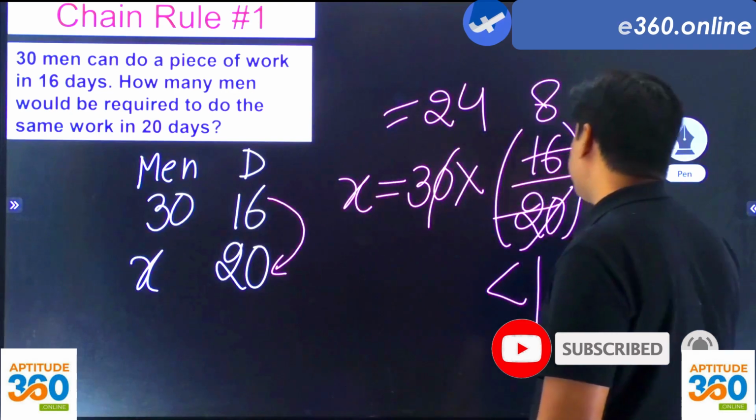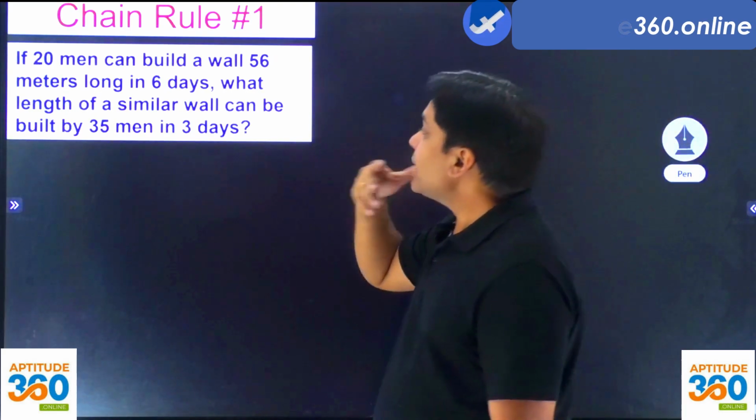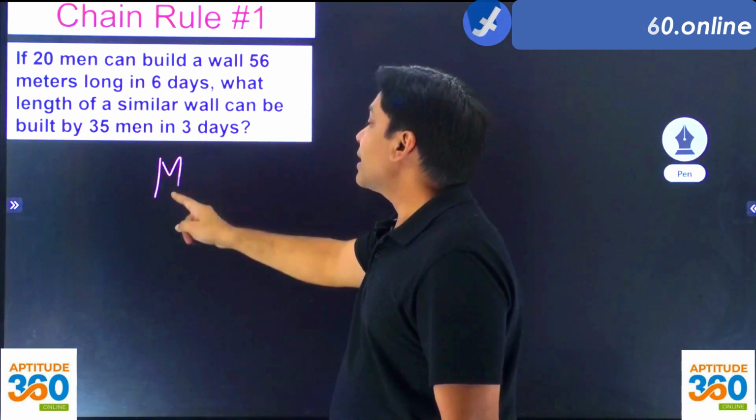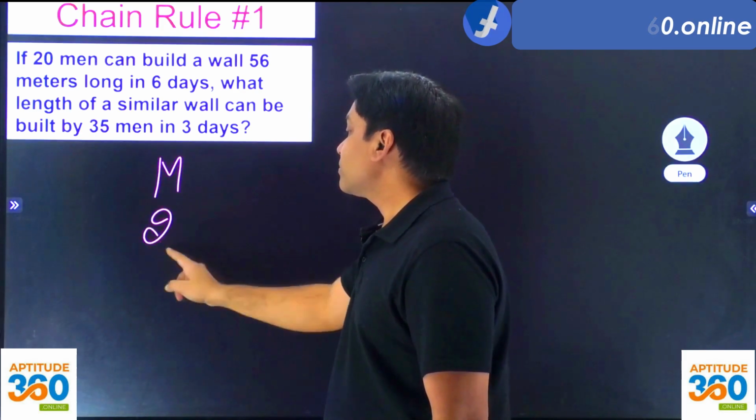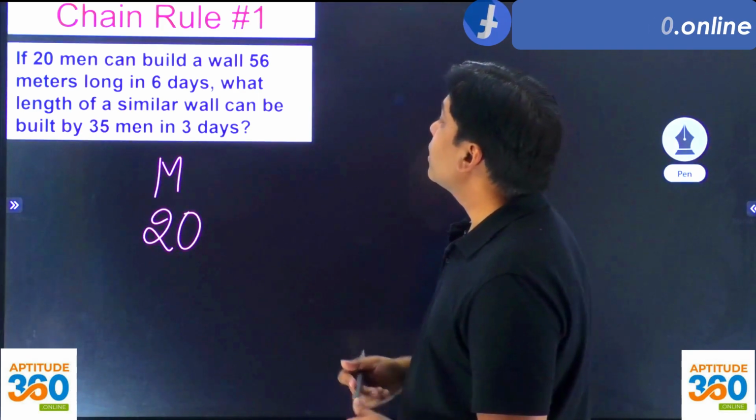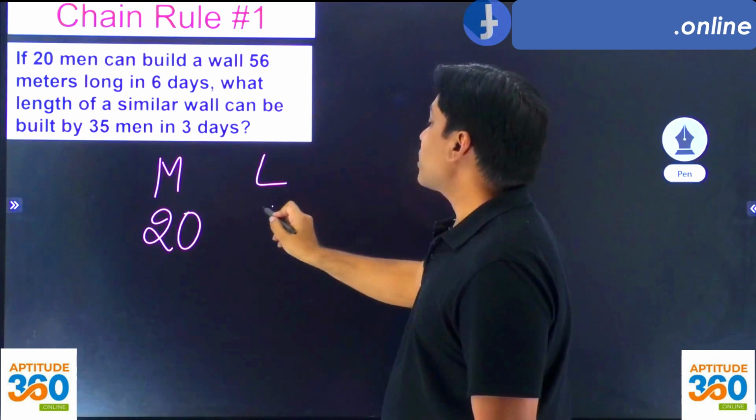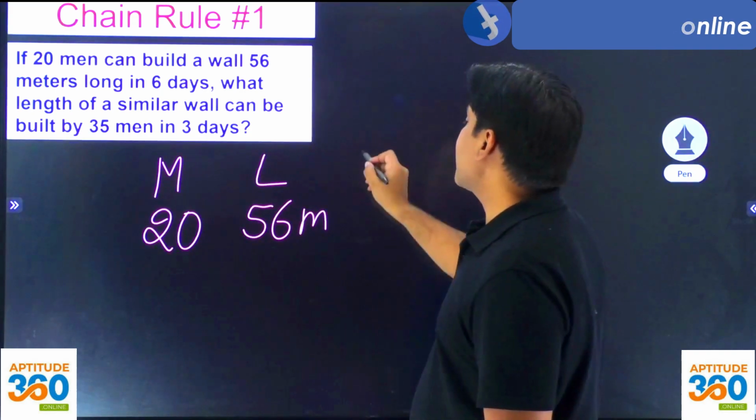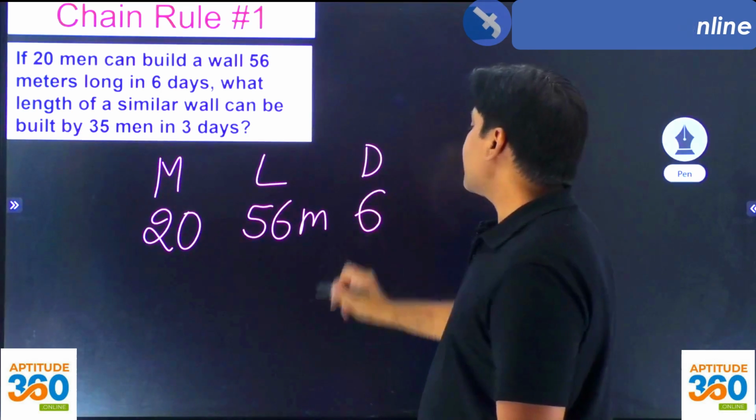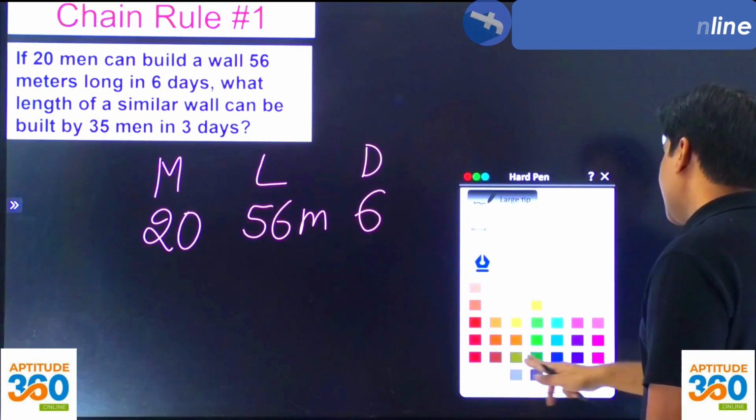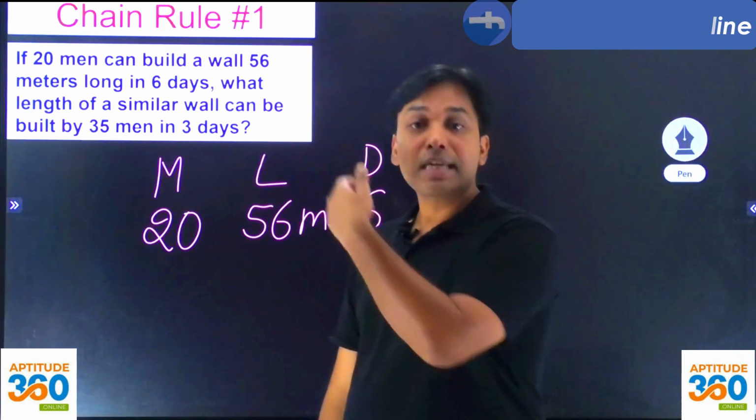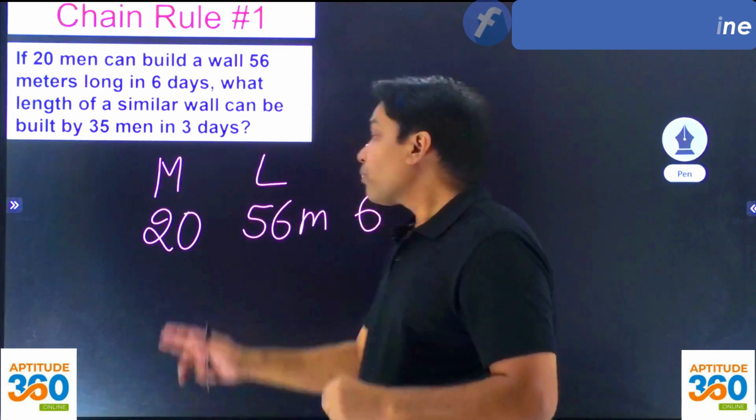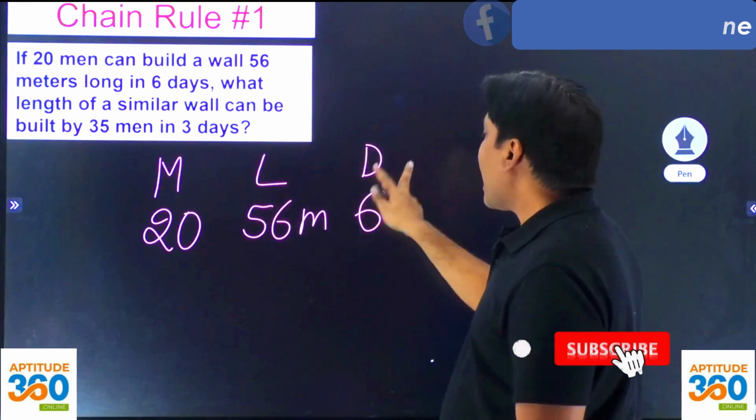20 days. Now, I am going to increase one variable out here. Before we increase, it's a simple problem. Men, how many are given? 20 men can build a wall 56 meter long. So what is the length of the wall? 56 meter. And in how many days can they do it? They can complete the task in 6 days. So did you see that the number of variables increased? Previously, in the previous 2-3 problems, we were dealing only with 2 variables. Now you have got men, then you have got length of the wall, and then you have got number of days.